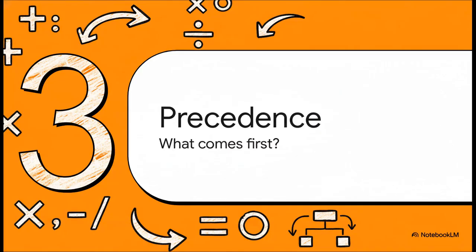Okay, so we've got our data, we've got our operators. Now for the main event. When you jam a bunch of them into one line of code, how in the world does Java decide which one to handle first? This is where our first hidden rule makes its grand entrance.